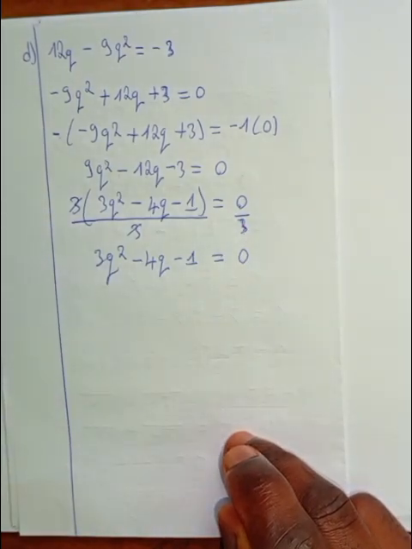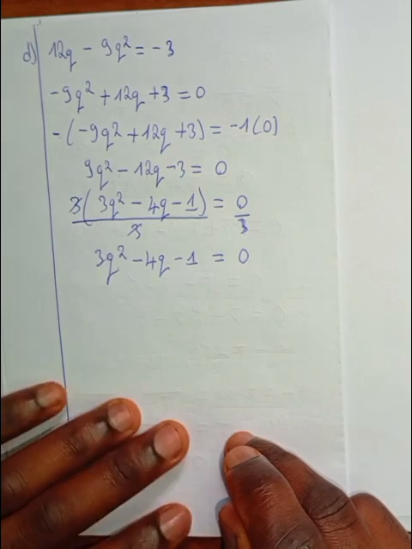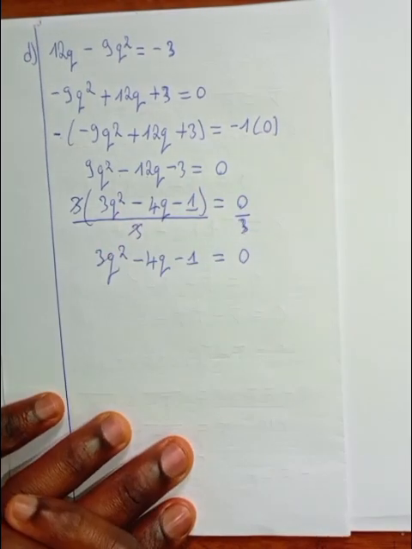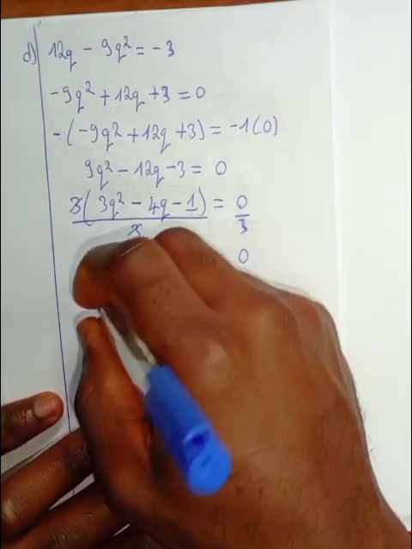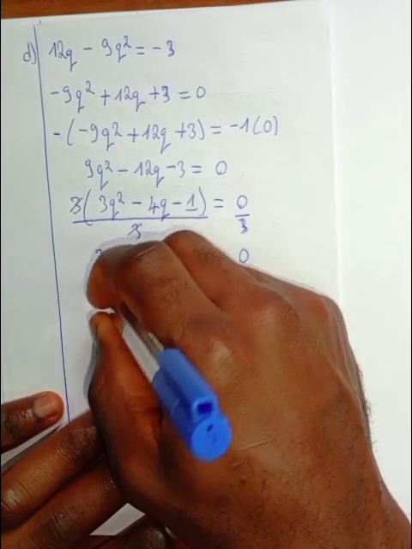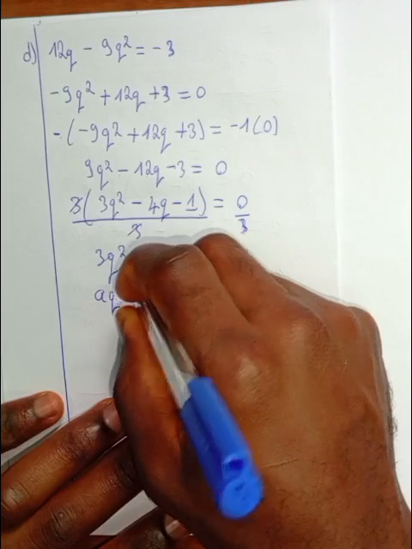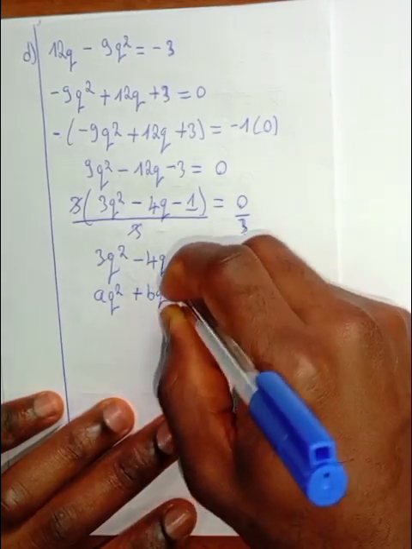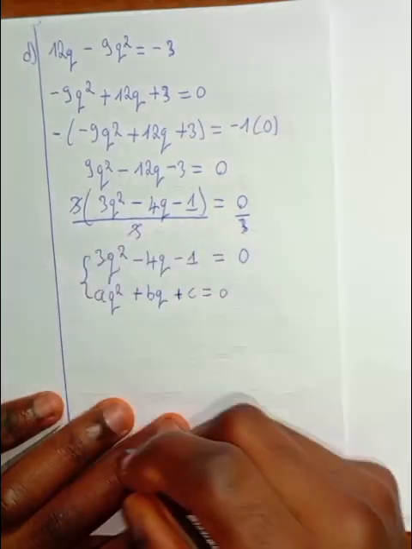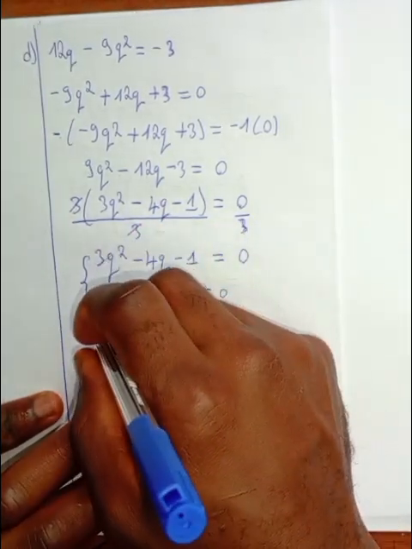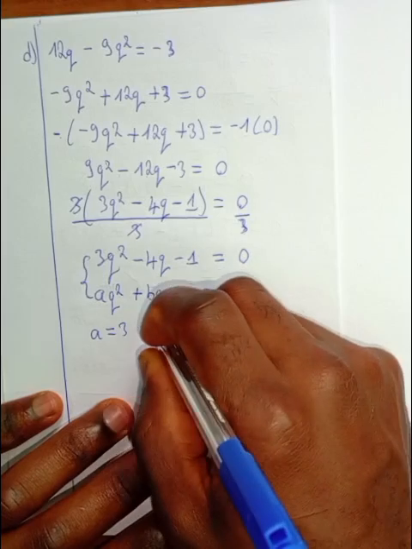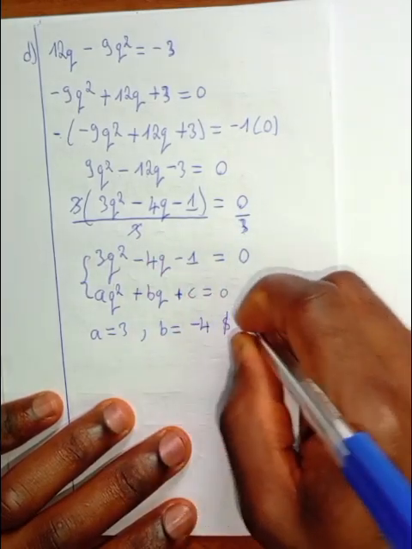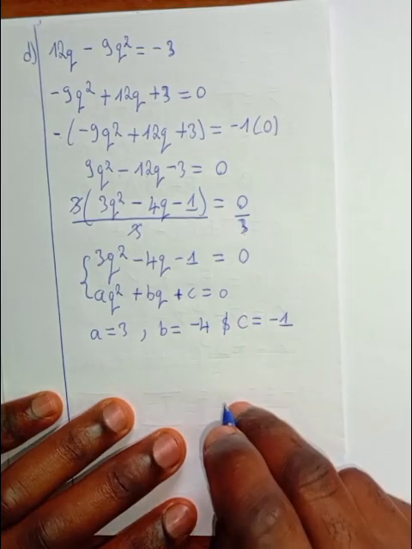At this level, we are going to make use of the quadratic formula. Comparing this quadratic equation with the general form of the quadratic equation, let's assume this is our general form: aq squared plus bq plus c is equal to 0. If we compare these two equations, a will be equal to 3, b will be equal to negative 4, and c will be equal to negative 1.